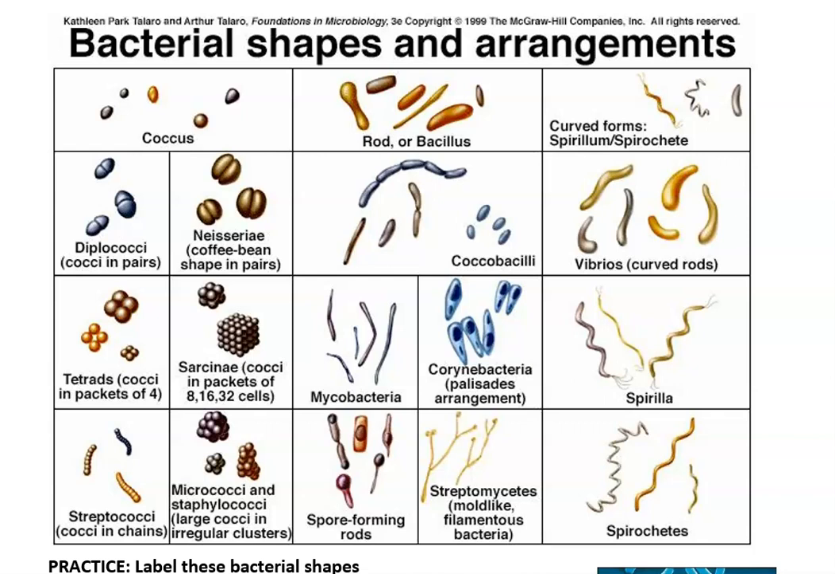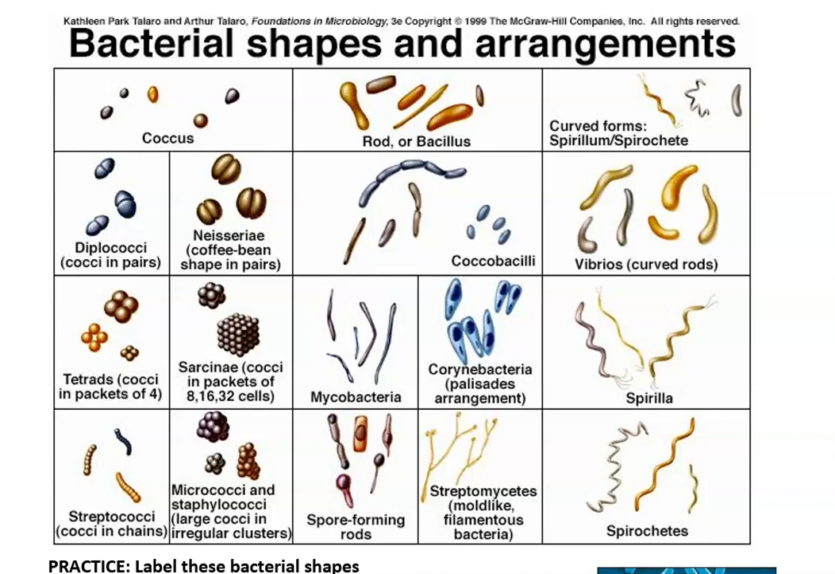There are many different shapes and arrangements of bacterial cells or clusters of cells. Cocci are going to be round, rods are going to be bacilli, and curved forms are going to be either spirilla or spirochetes. Diplococci means you have cocci in pairs, so two of the round ones stuck together.